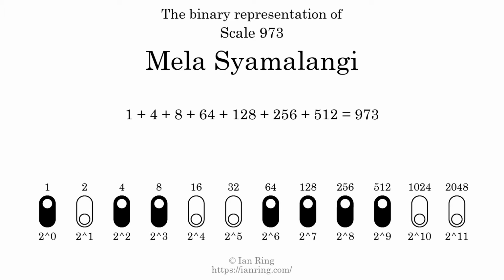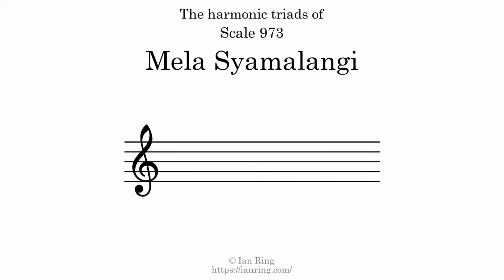The scale number not only enumerates the scale with a unique index, but it also literally describes the tonal content of the scale. Represented as a binary number in base 2, the scale number is 001110011101. Here are the harmonic triads present in this scale.